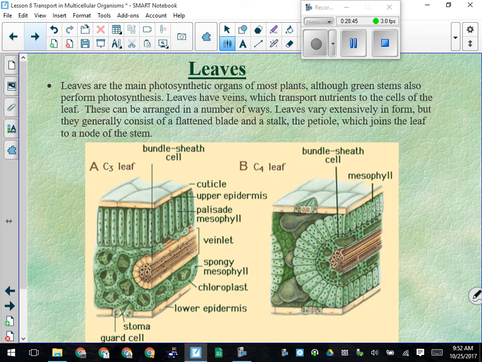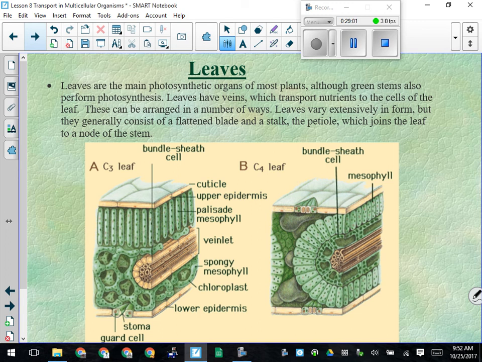Okay, for the leaves, we talked about the different layers. This one actually shows the different layers even more clearly than the other diagrams I've showed you. You've got your palisade layer where the cells are all packed in really tight. You've got your spongy layer underneath. You've got your veins and whatever. And then there's this leaf here.